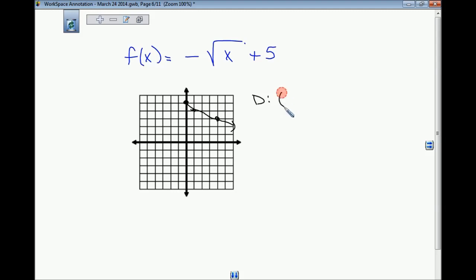0 to infinity. Range? 5 to negative infinity. Negative infinity to 5. Yep. Okay.